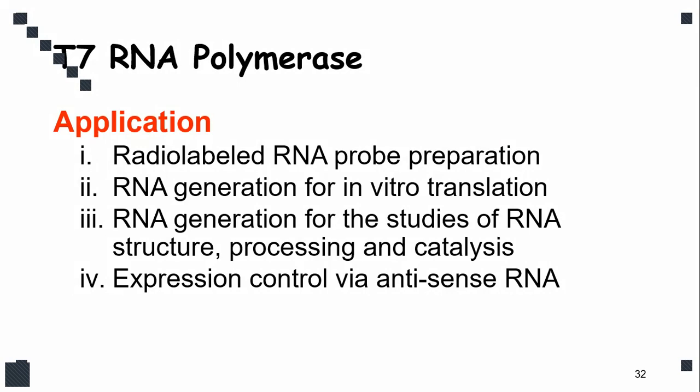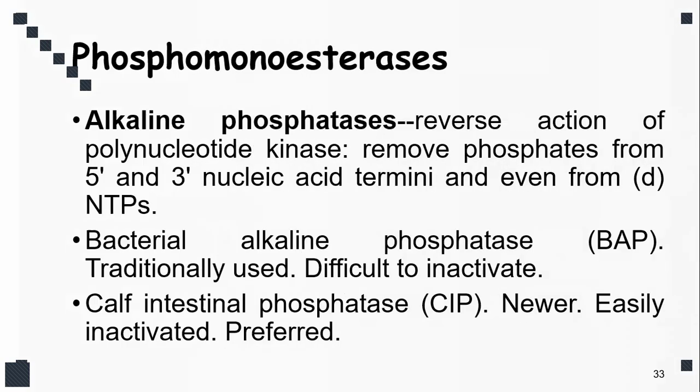T7 applications: we use it for radiolabeling and RNA probe preparation, for generation of in vitro translation templates, for studies of RNA structure, processing and catalysis, and also for expression control via antisense RNA. So these are some of the applications where T7 RNA polymerase is used. Remember, you want to produce RNA from DNA. If you are going to do that, you need an RNA polymerase because that is the enzyme that polymerizes RNA, and one of the sources is T7.